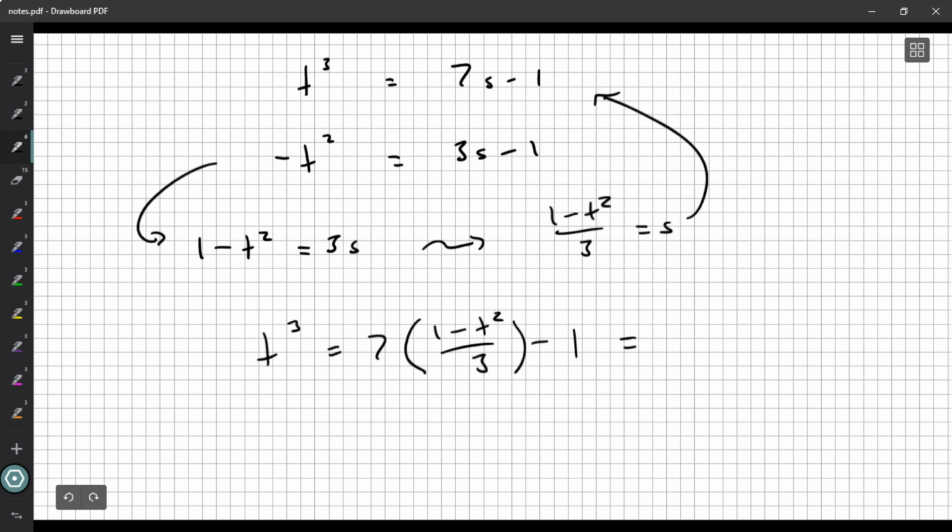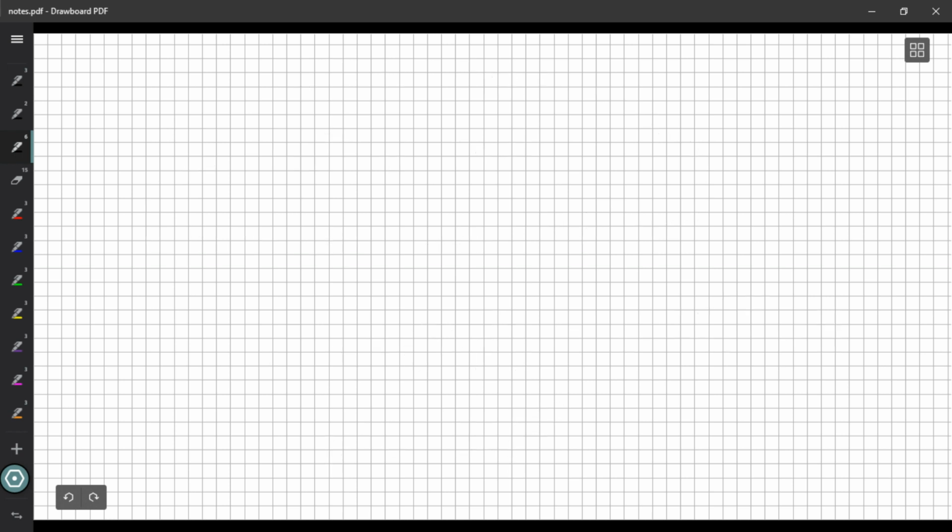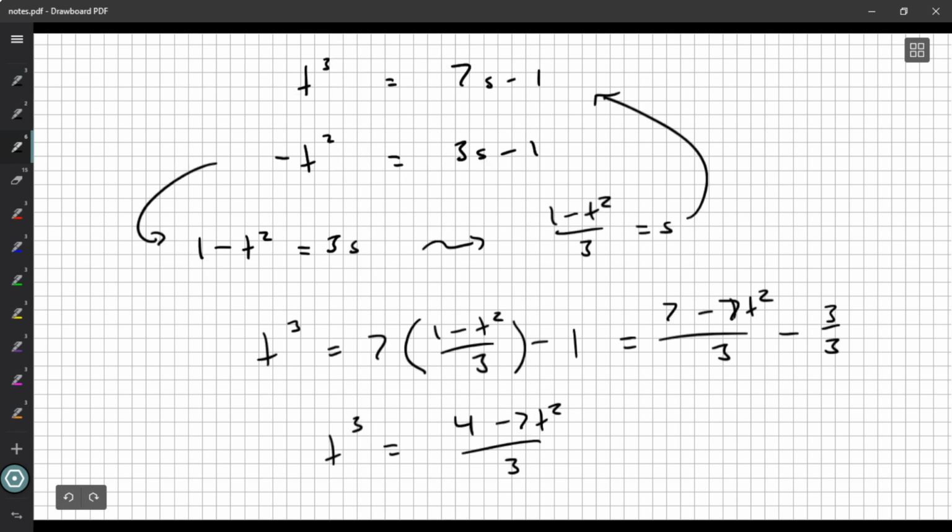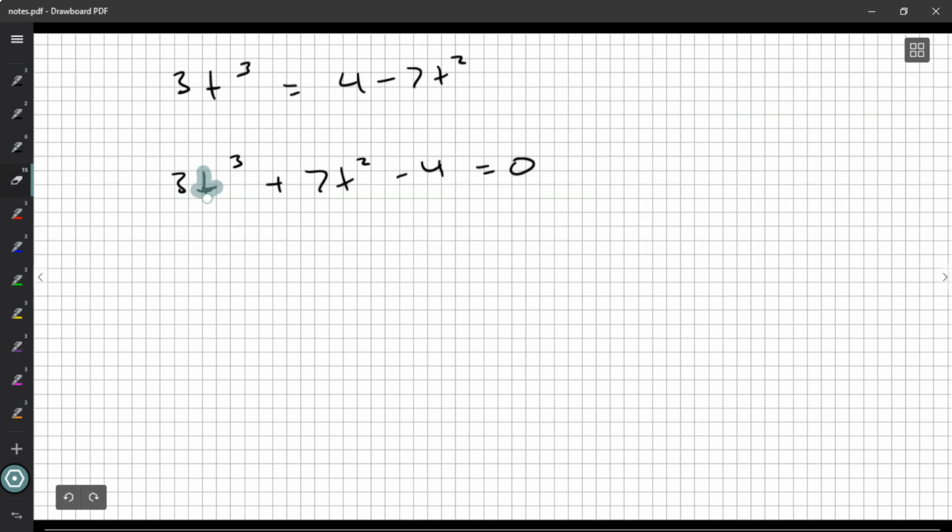So we'll get t cubed is (7 minus 7t squared) over 3 minus 1, but 1 is 3 over 3. So we can get t cubed is (4 minus 7t squared) over 3. And we can get a polynomial out of this: multiply by 3 on both sides and bring everything over to one side. So if we want values of t that have values of s that satisfy both of these equations, they will be values of t that are roots of this particular cubic.